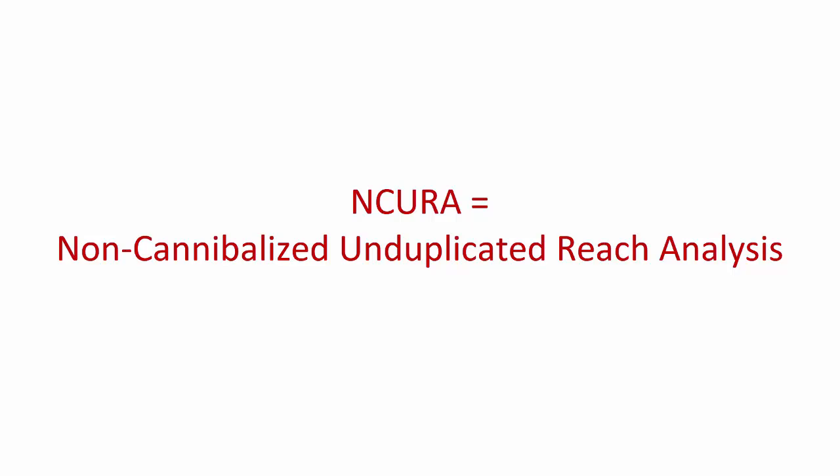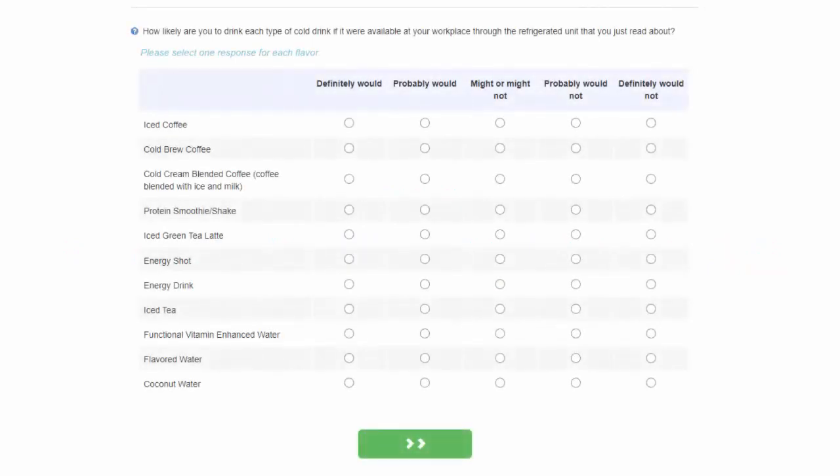In this demo, you will see an example of question input for NCURA and the simulator that produces the modeling output. Socratic NCURA analysis starts with a question like the one shown here. In this example, we are asking the survey respondent their likelihood to drink each of the following cold drinks at their workplace and capturing their responses on a 5-point scale.